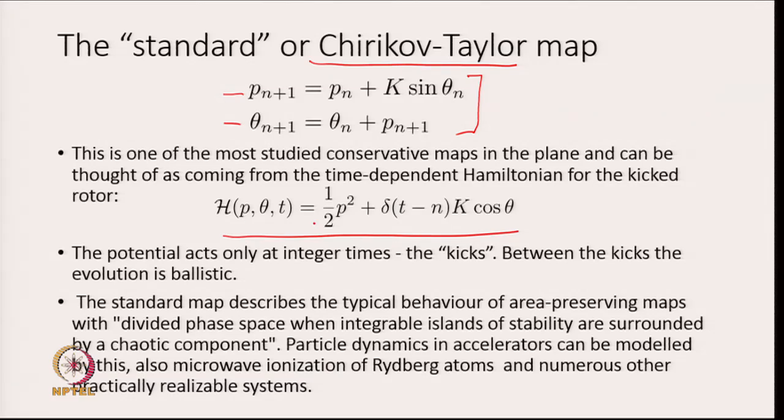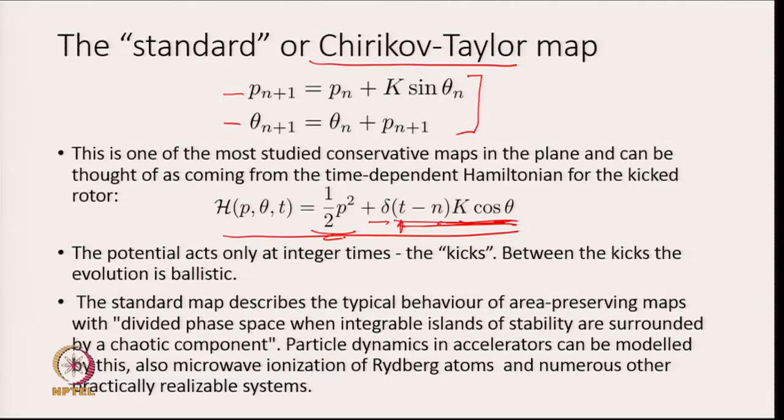And here the potential energy, which is k cosine theta, acts only at integer times. So whenever the time is equal to n, where n is 0, 1, 2, 3, etc., the potential energy acts because of the delta function. And between the kicks, the motion is purely ballistic. The Hamiltonian is just a half p squared, so you just have straight motion.